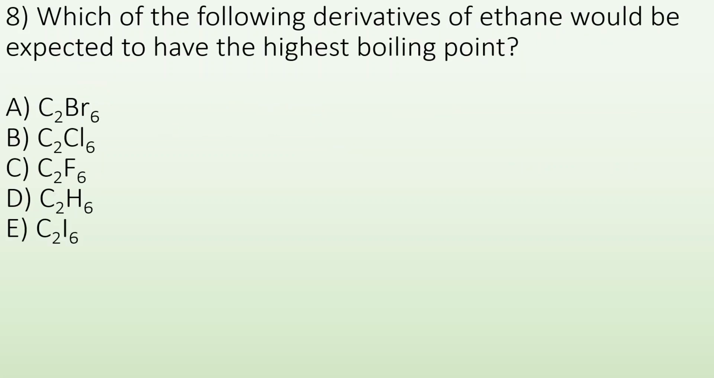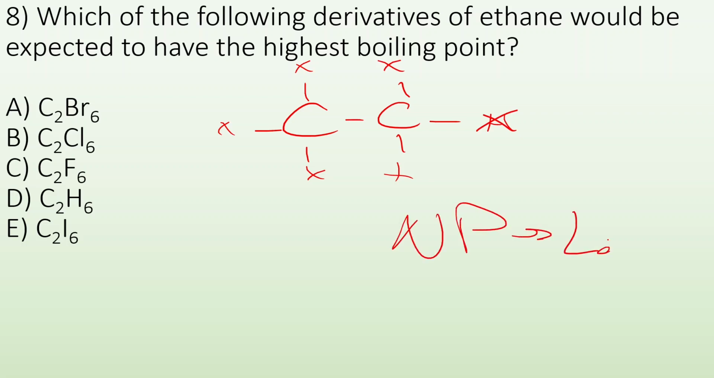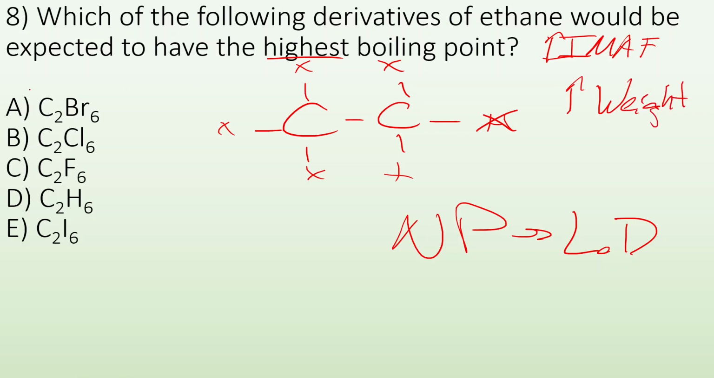Number 8, which of the following derivatives of ethane would be expected to have the highest boiling point? So again, we're starting off with ethane, and then we're substituting stuff other than hydrogen. So whatever we're putting here is what we're changing. So they're all going to be non-polar again, which means that we have London dispersion forces, which means if we want the highest boiling point, we want the strongest attractive forces. So we're looking for the greatest molecular weight. So if I go through and figure out which one of these is going to be the heaviest, it's going to be C2I6.